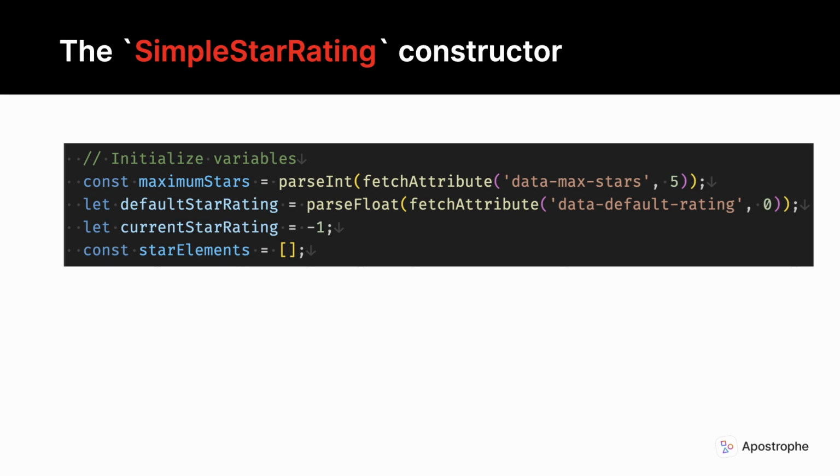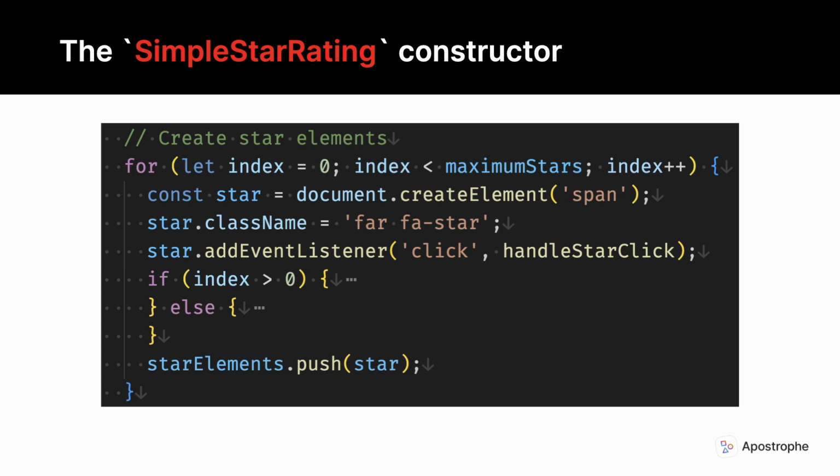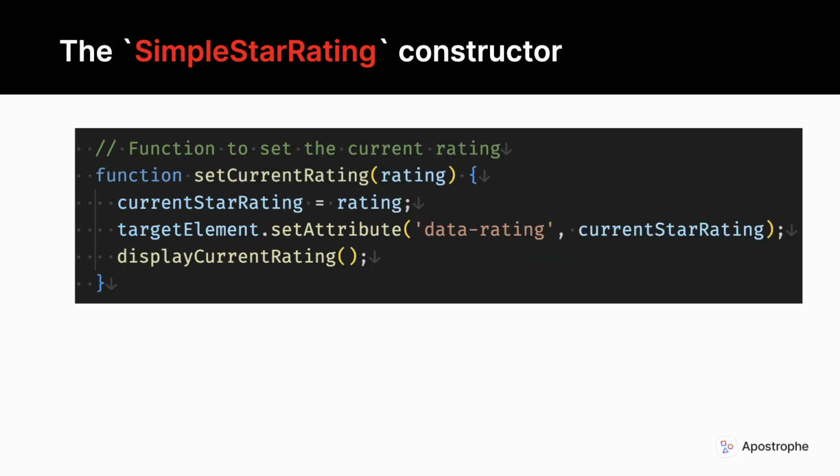Skipping slightly down in the code, there's a loop that adds all of the stars into our target element. While this isn't specific to Apostrophe, I'm pointing it out to remind you that our stars are being added using Font Awesome, just like in the editor card. The last method we are going to look at in our constructor is setCurrentRating.